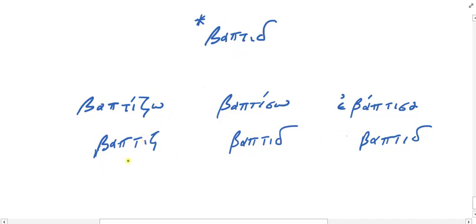Now, why do I just have a sigma here? When I take my delta for baptid and I add the sigma omega, remember delta is a dental, it falls out before the sigma, right? Everybody see that? Yeah? Y'all got that? Okay. And the sigma alpha is what's being added to baptid here, and the augment, and again, the delta drops out. So the real stem, though, is baptid in the future and in the aorist.